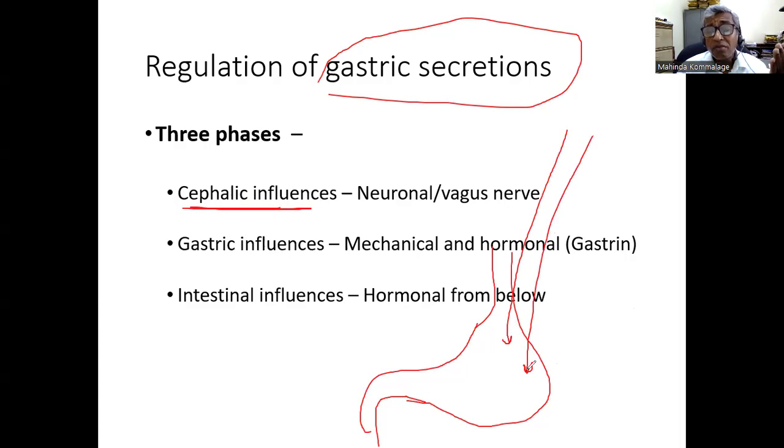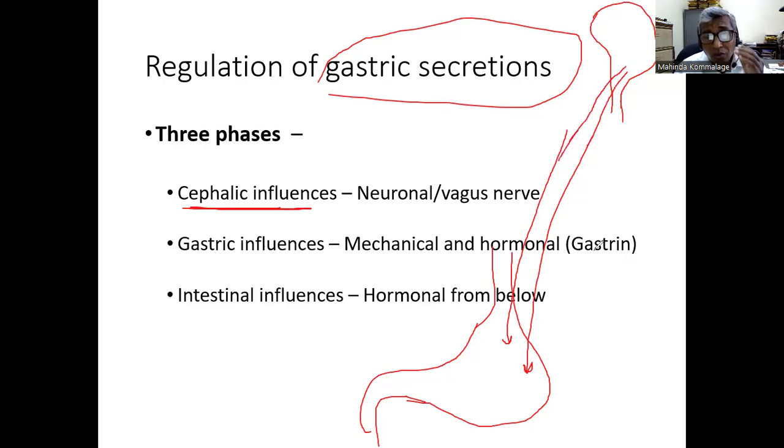So this, of course, will occur in a reflex manner. So this is the efferent of the reflex arc, right? So these are coming from the brain. Let's say we have the brain somewhere here, right? So these nerves are coming from the brain, right?